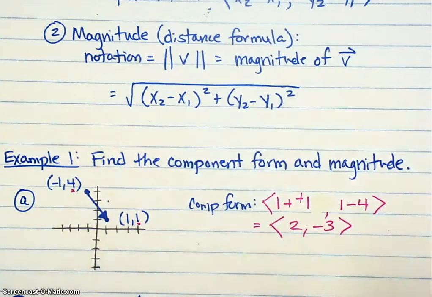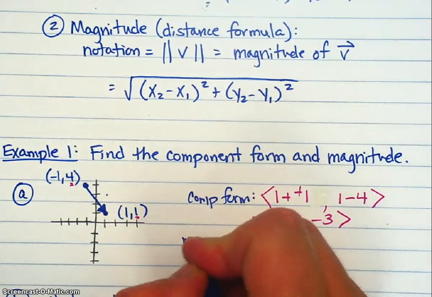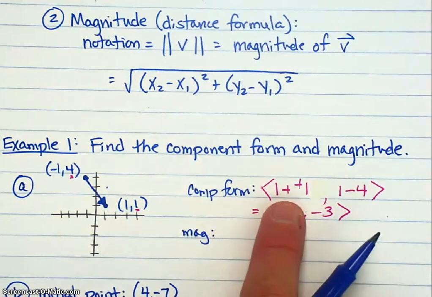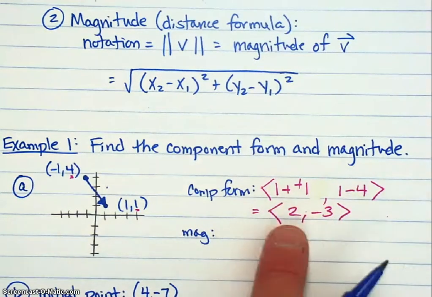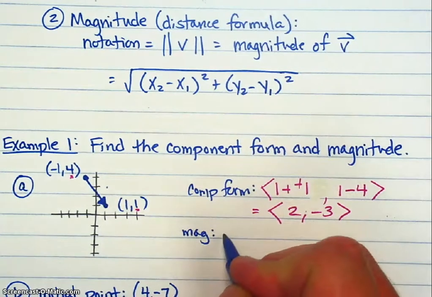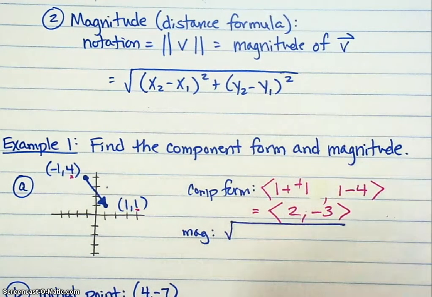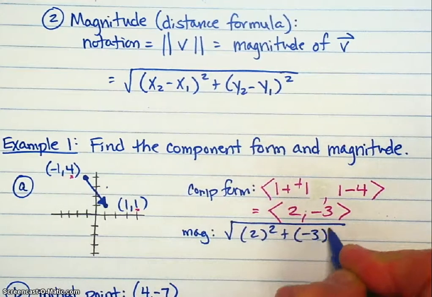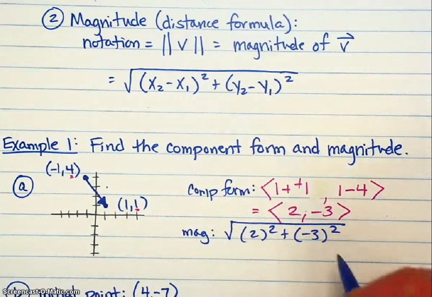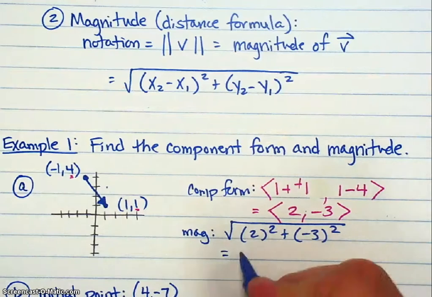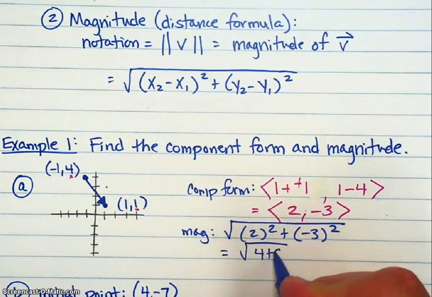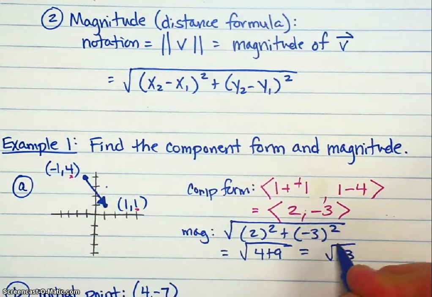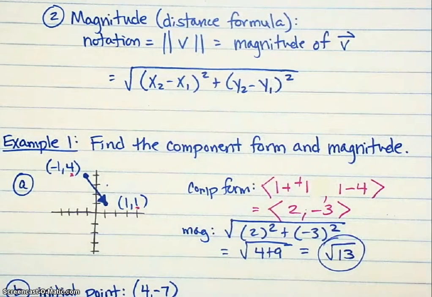Okay? All right. Now, to find the magnitude, what I'm going to do is just the distance formula. Now, I've already done x2 minus x1 and y2 minus y1, because that is the component form. So to find the magnitude, all I have to do is the square root of 2 squared plus -3 squared, which gives me the square root of 4 plus 9, and that is the square root of 13. And there's my magnitude. Okay?